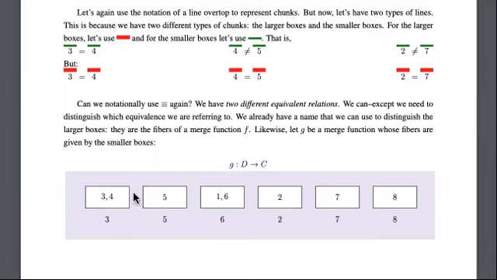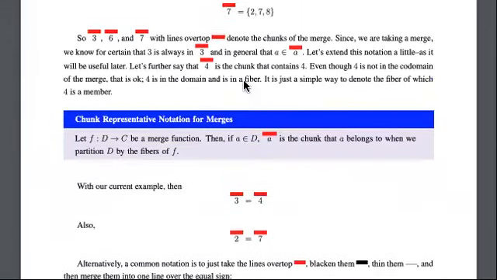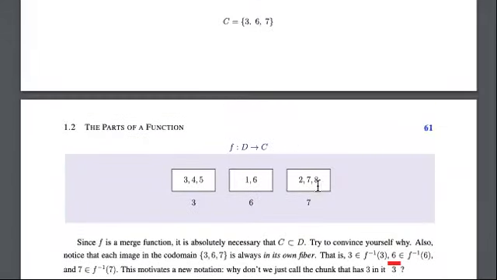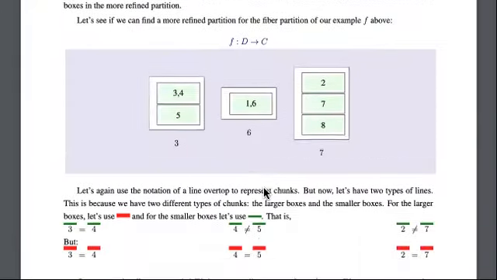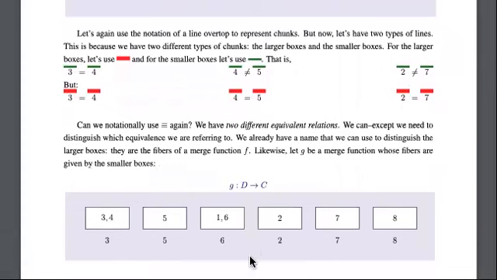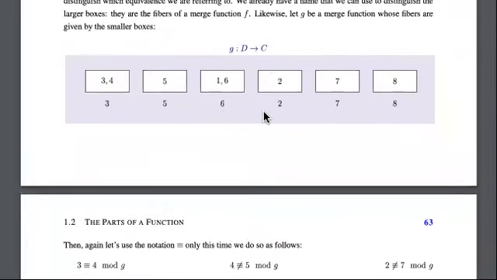This merge function represents a partition, and the function f, which we were doing before right here, represents a partition, and the function g actually gives a subpartition of the partition that was given for f. So that means that f and g both chunk up the domain, and so they both have an equivalence relation.